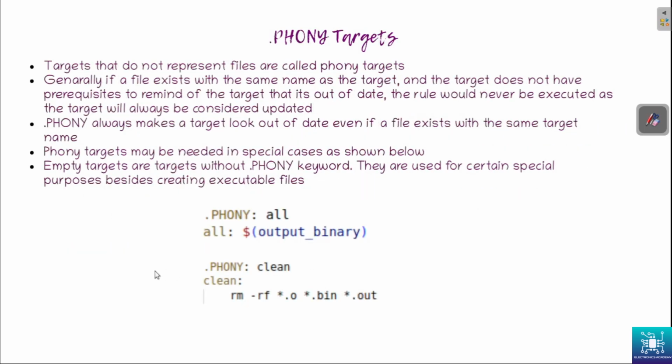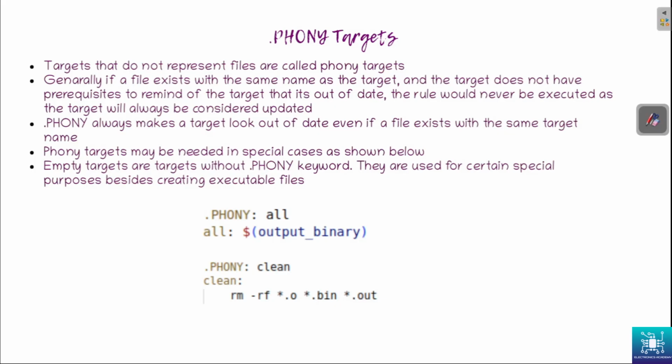Now, there is something called a phony target. We'll need a little bit of explanation of how targets are handled. Whenever you have a target, and we have seen that if the target is up to date, that is, since the last make the target has not changed, make says there is nothing to be done. So basically, make will say that none of the files have changed since my last run, so I'm not going to do anything.